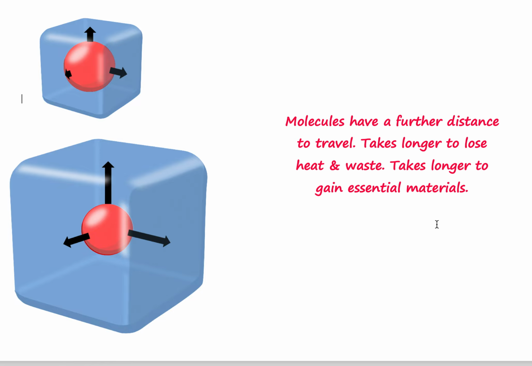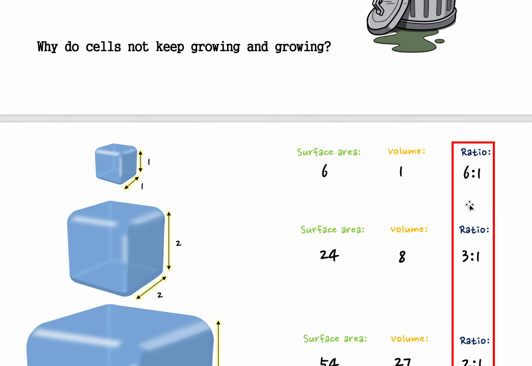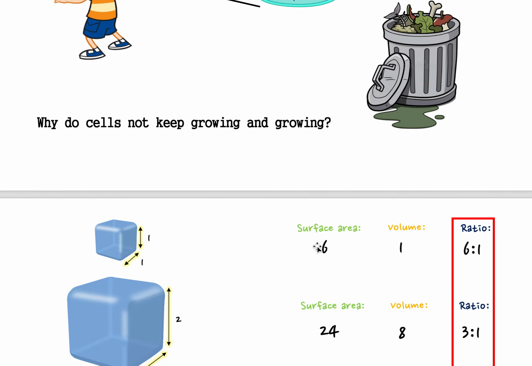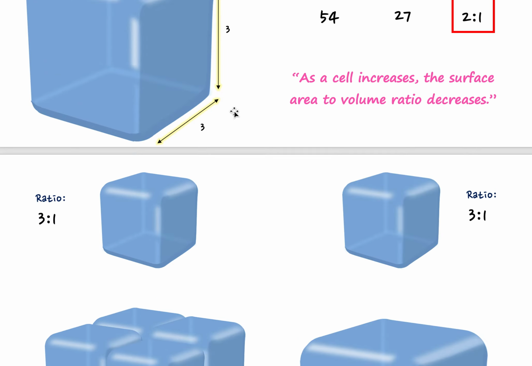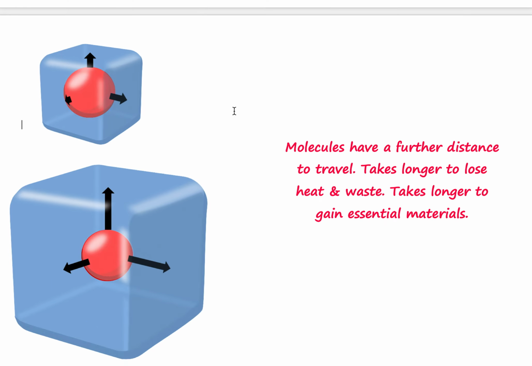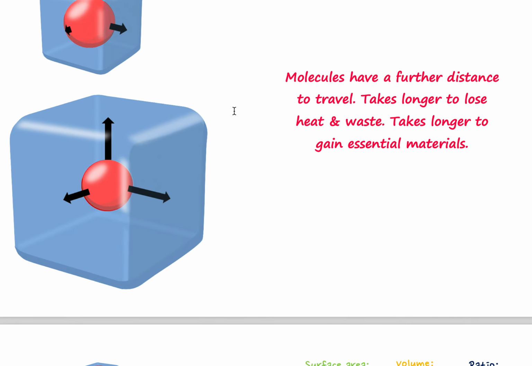So I can summarize it as molecules have a further distance to travel when the cell increases in size. This means it takes longer to lose heat and waste and takes longer to gain essential materials. Okay, so this is one reason why as a cell gets bigger, it's bad. This is one reason why as a cell increases, it reaches a limit and needs to divide. Otherwise, it gets too inefficient. Okay, so now I'm going to go over real quick to another more tricky explanation.